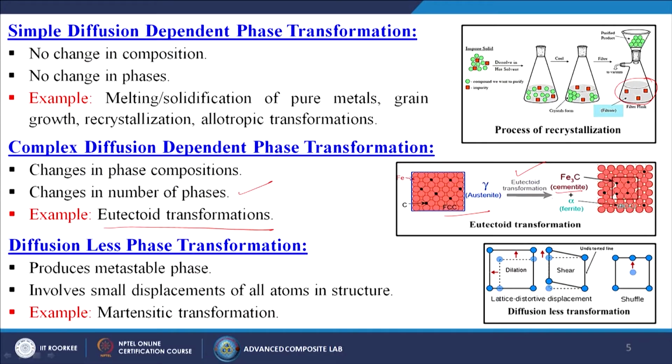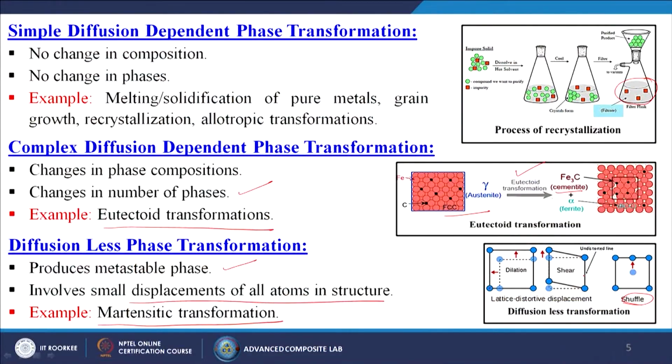and you can distinctly see the crystal structures of these two phases are different. Then we discuss the diffusionless phase transformations, which produce a metastable phase and involve small displacement of all atoms in the structure. Example, martensitic transformations. In this image you can see that the atoms shift or change their places, and due to that some shearing and distortion takes place at this particular point, and some are undistorted atoms. This is how the diffusionless phase transformation takes place.